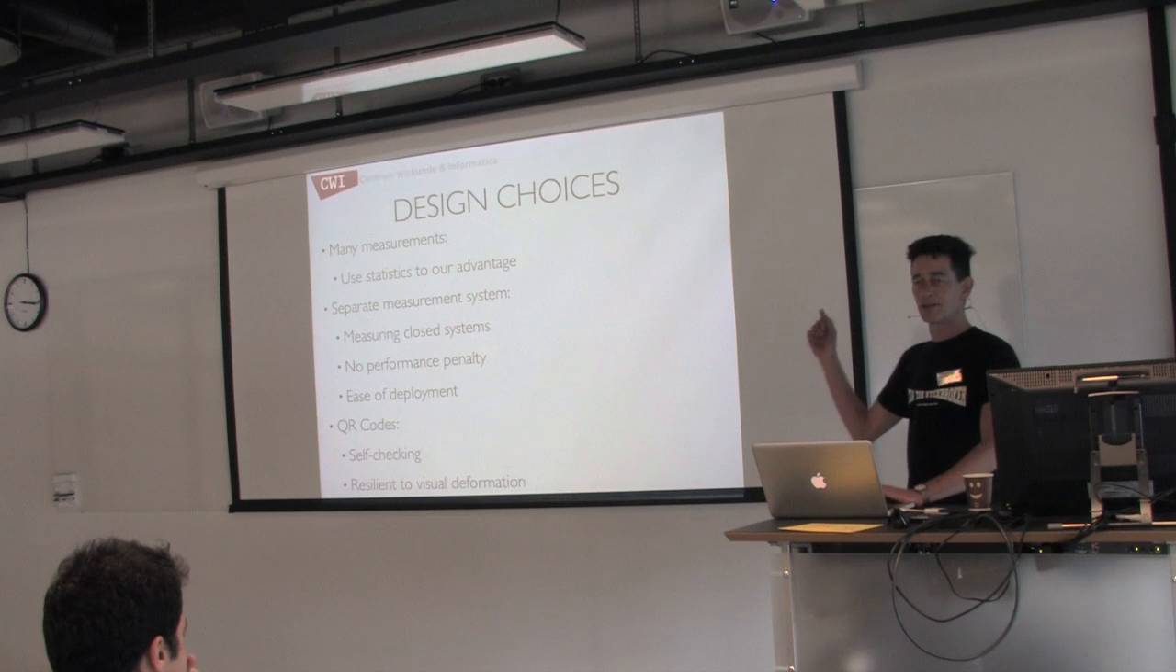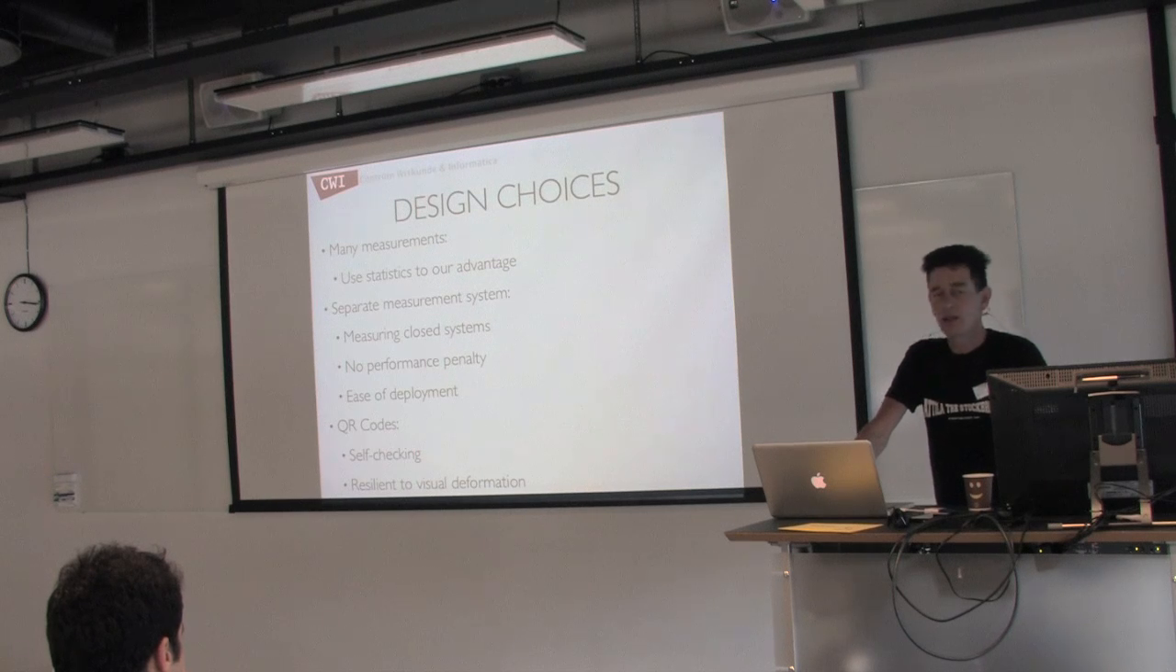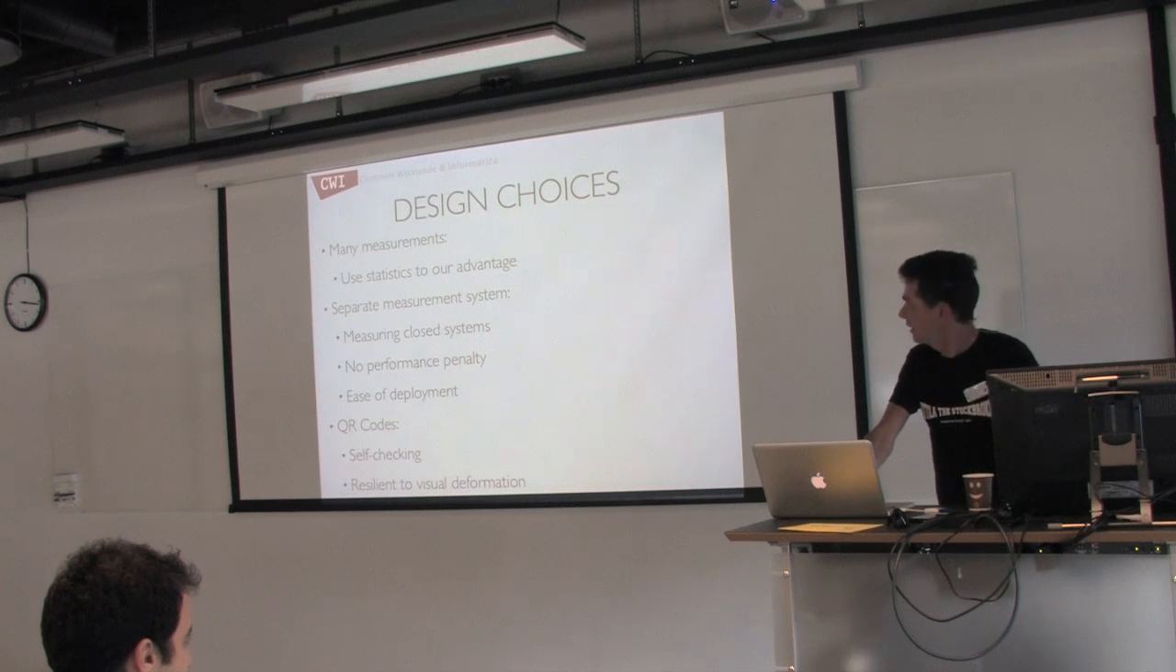The machine-readable patterns, that's another interesting one. We experimented with various patterns and we decided on QR codes. QR codes have the big advantage that they're self-checking, which means that once your detection module says you have a detection, you can trust that it's actually a correct measurement. Which, with stuff like barcodes, is not true.